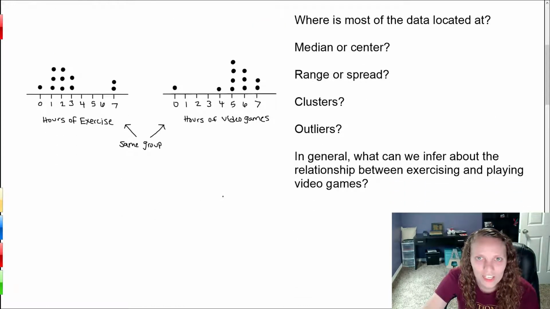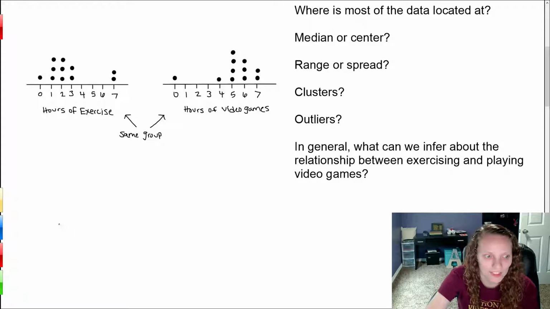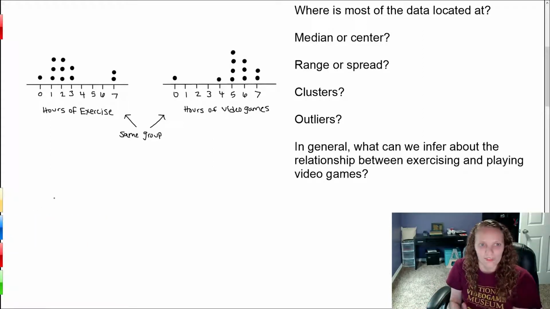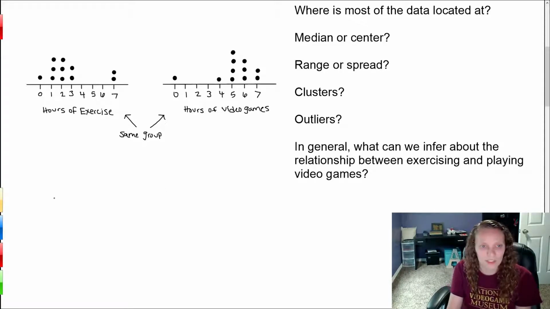Alright, now we're going to look at 2 dot plots and we're going to kind of compare and contrast them and then make a generalization about it. These 2 dot plots are talking about the number of hours of exercise people get per day and the hours of video games that they play per day. This was the same group of people, so every person was asked these 2 questions and then we recorded it.